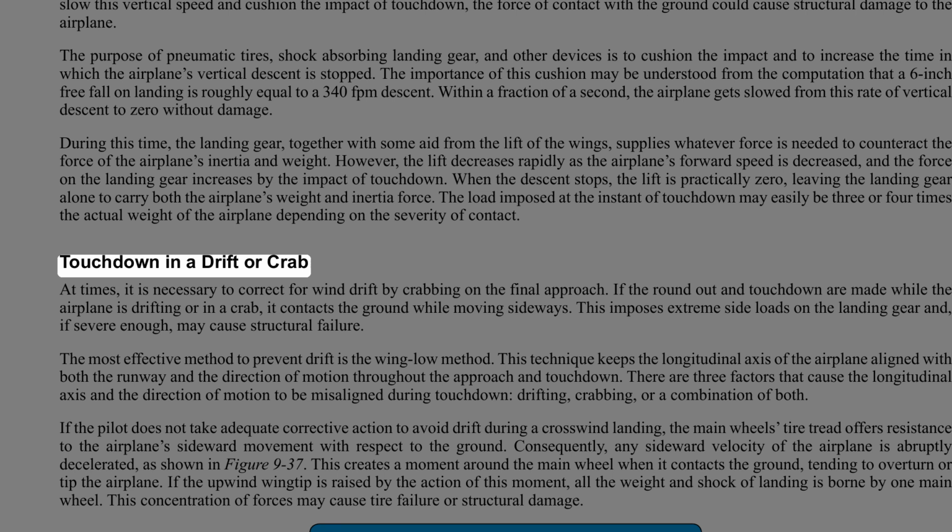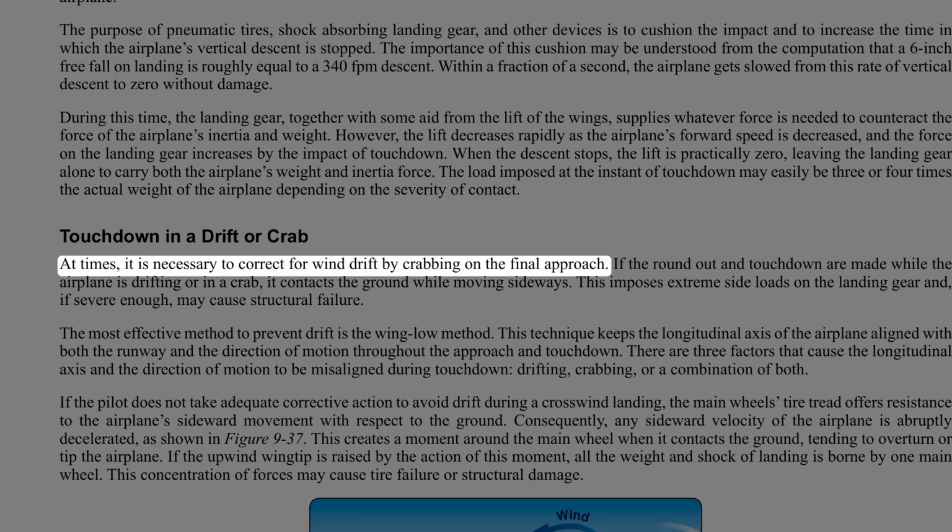Touchdown in a drift or crab. At times, it is necessary to correct for wind drift by crabbing on the final approach.